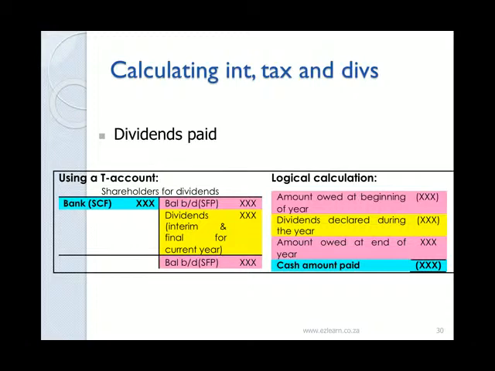Keep in mind that if you are looking at dividends, your final for the current year is in fact the same as your balance brought down at the end. So if somehow you are actually given part of this information, you can work out your interim dividend as the missing amount here. Your bank figure, if you're told your interim dividend, is simply the interim dividend plus the shareholders for dividends at the end of the year.